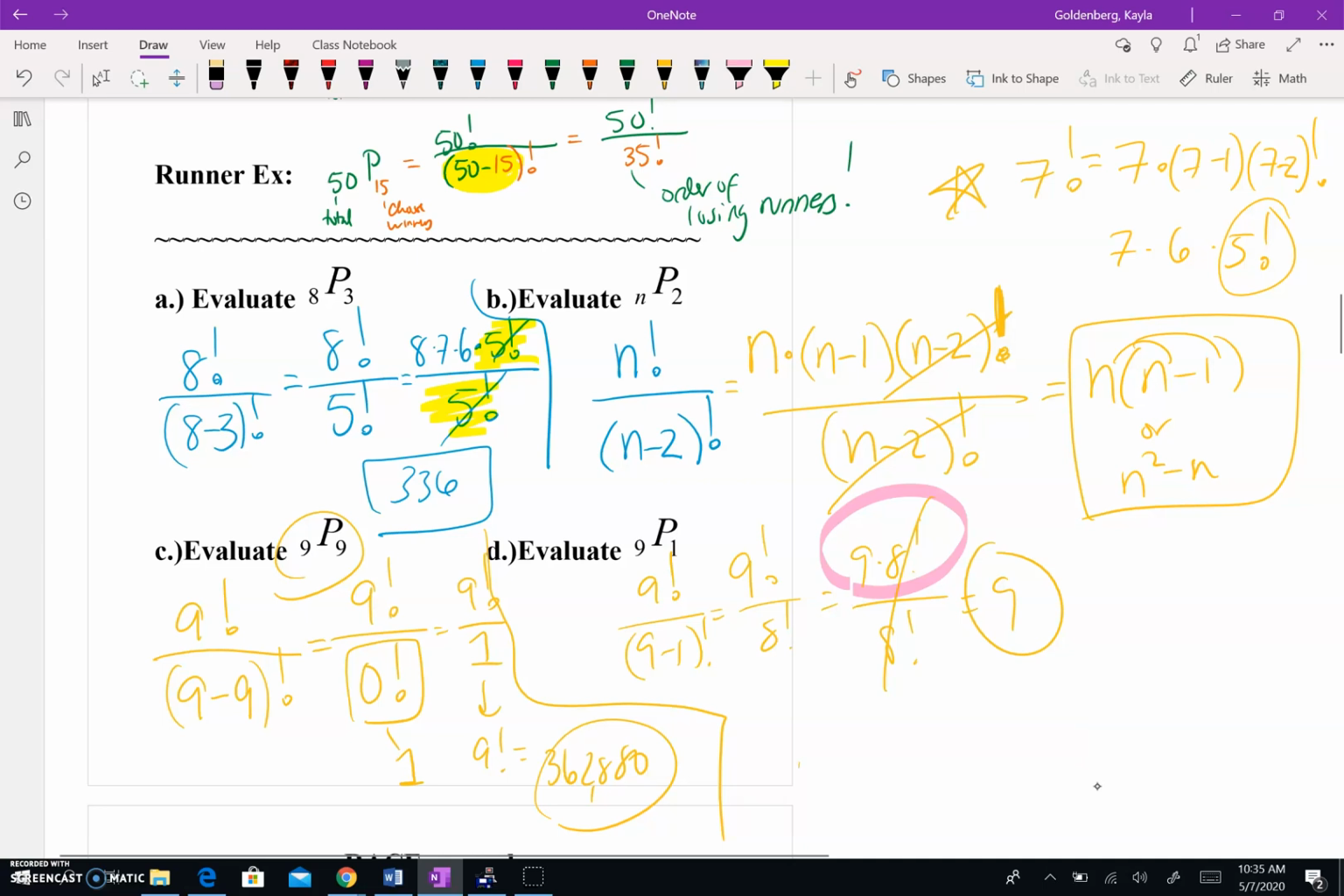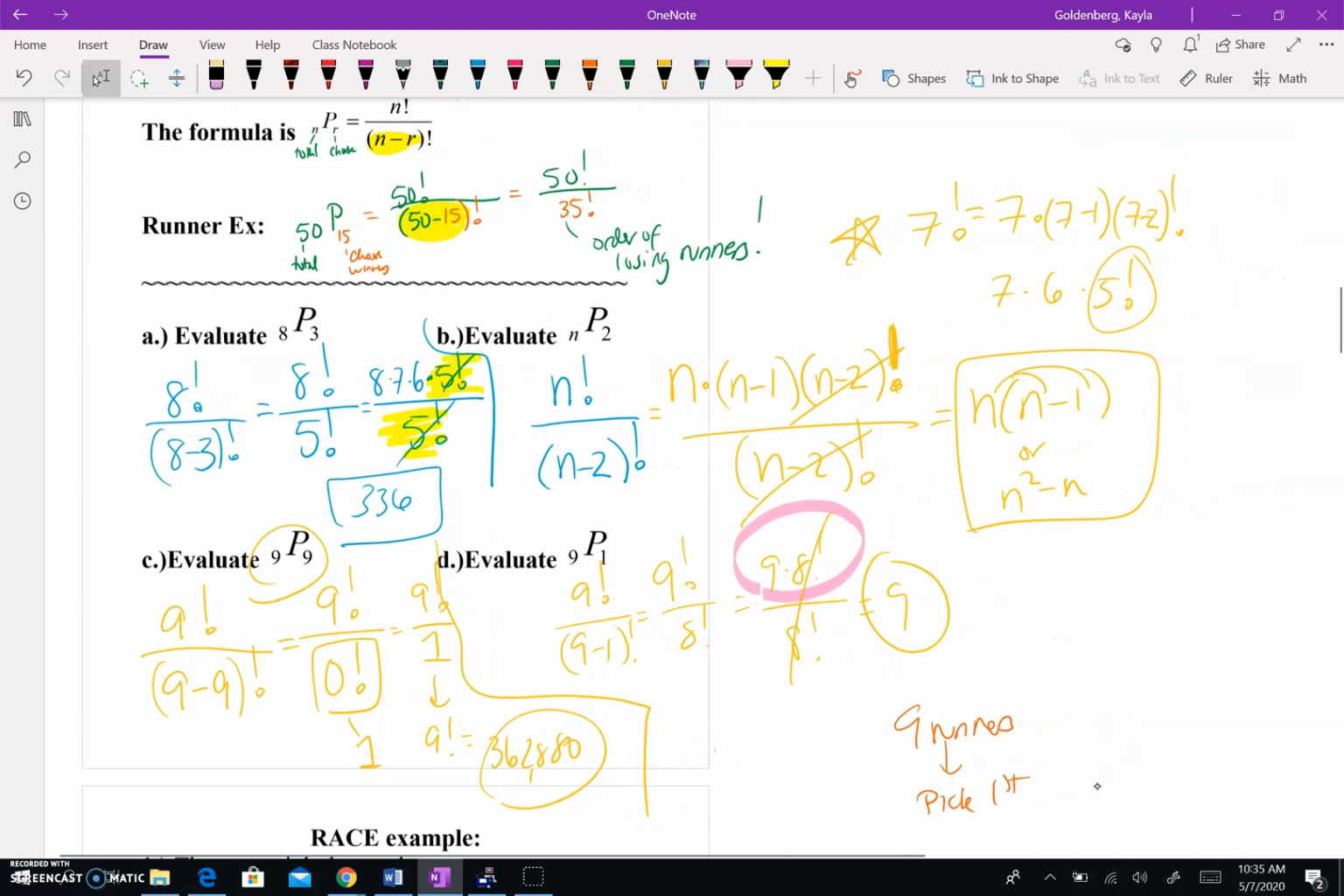What this is saying is I have 9 runners. How many ways are there to pick first place? And you're like, oh, that's 9, right? Some of these you don't really need to use this formula for. It's really useful, like I said, for problems like the 50 runners, where you can't picture that in your head.